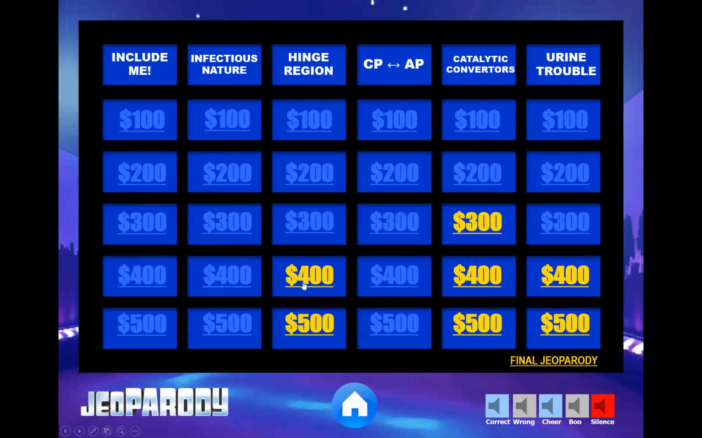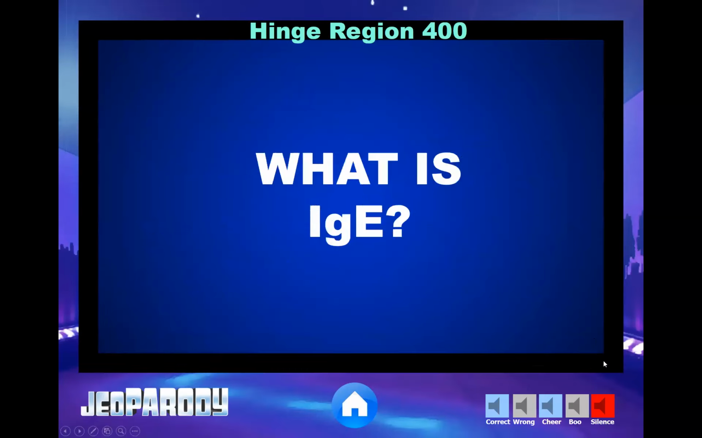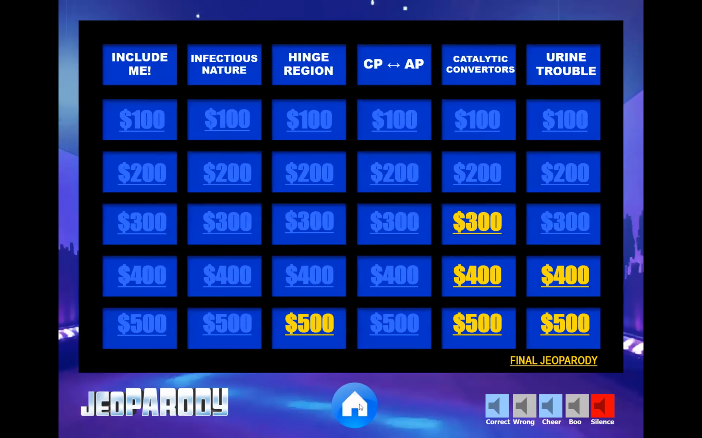I'm going to go ahead and stick with hinge region for 400. This answer is mast cell degranulation and subsequent histamine release are associated with undesired functions of this allergic mediated immunoglobulin. Yeah, our anonymous attendee knows we're talking about IgE. Very good. We'll pick up the pace a little bit here to finish on time. Stick with hinge region for 500.